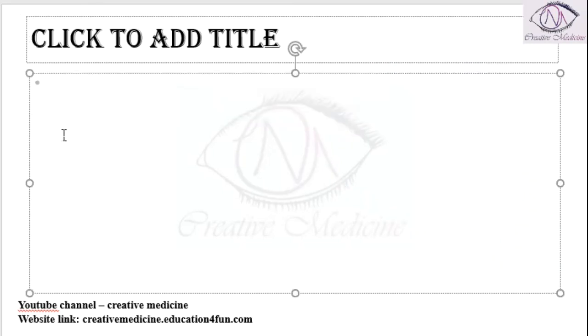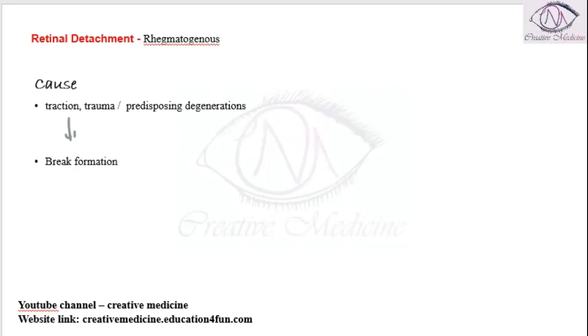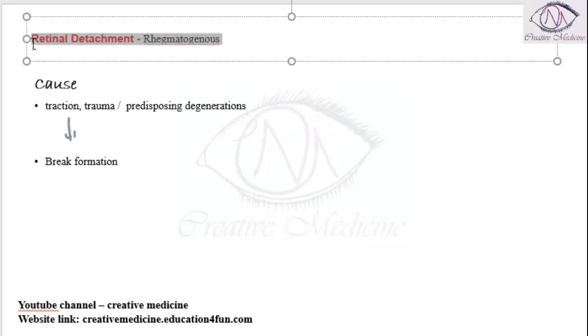Then the treatment. In the treatment, scleral buckling can be done, or we can also do vitreoretinal surgery, or pars plana vitrectomy is done in the patient. So this is rhegmatogenous retinal detachment.